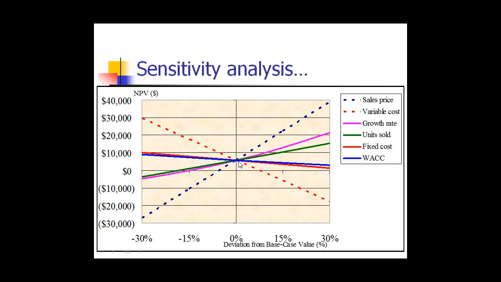So what does this mean? This means that for, let's say, a 15% increase in the sales price, the NPV increases a lot, and similarly for a 15% increase in variable cost, the NPV would go down a lot. So the more the slope of this line, the more sensitive the NPV is to that variable. Alright, does that make sense? Yes. Okay, and I hope that it is obvious why certain slopes are positive and certain slopes are negative.